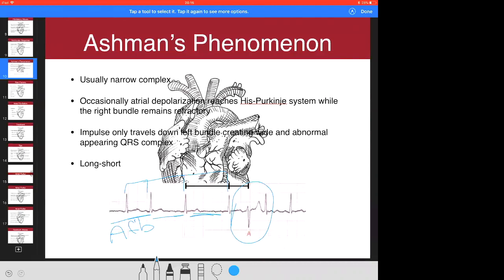You end up getting this long cycle followed by a real short cycle, where there was a long duration before the atrial impulse reached the AV node, and then a real short, quick turnaround. And that meant that at this point, this is where the right bundle remained refractory. And so you get just this abnormal looking beat. That's the only thing you need to know about it. It's an abnormal beat that happens in atrial fibrillation because the right bundle was not ready to deploy.